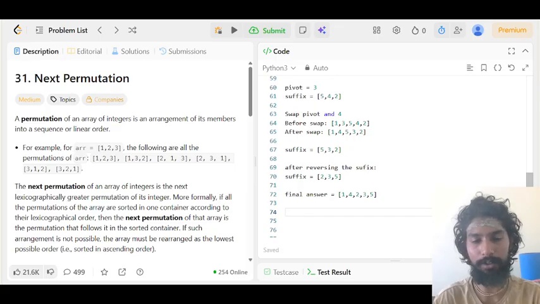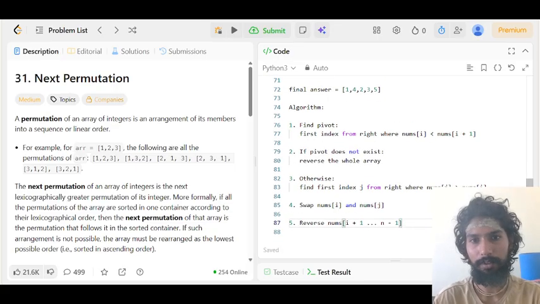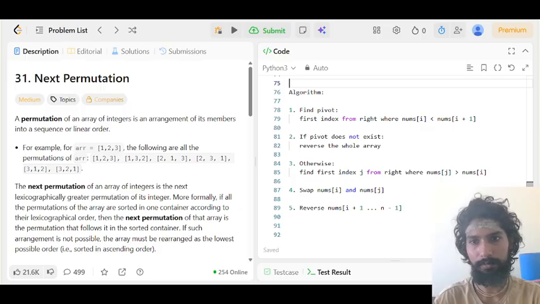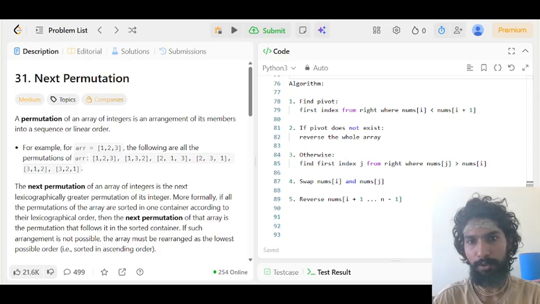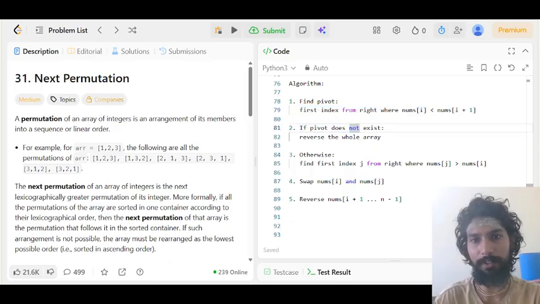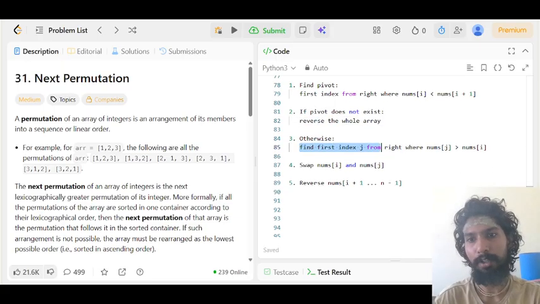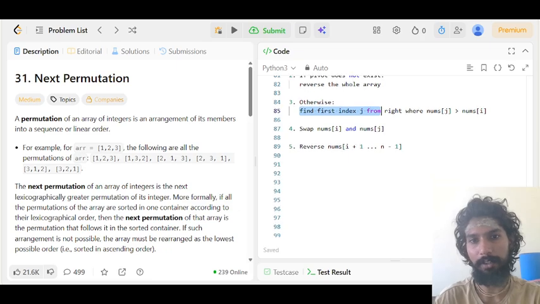So let me write the algorithm. So this is the algorithm. Find the pivot, the first index from the right where nums[i] is less than nums[i+1]. If pivot does not exist, reverse the whole array. Otherwise, find the first index j from the right where nums[j] is greater than nums[i], and swap nums[i] and nums[j]. And finally reverse the remaining suffix.